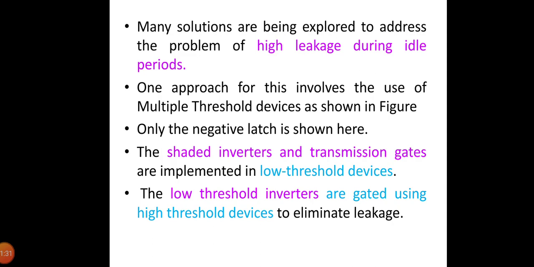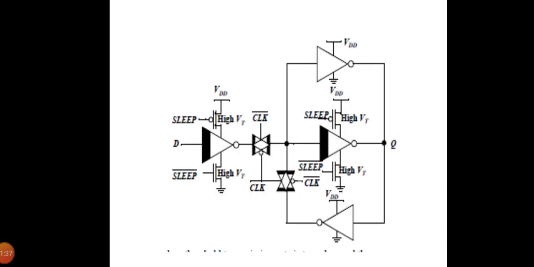One approach is to use multiple threshold devices. Consider only the negative latch shown in this diagram. The shaded inverters and the transmission gates are implemented with low threshold devices. The low threshold inverters are gated by using high threshold devices to eliminate leakage. During the normal mode of operation, the sleep devices are turned on.